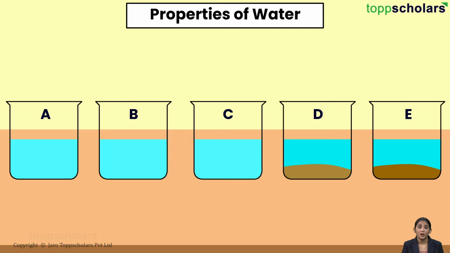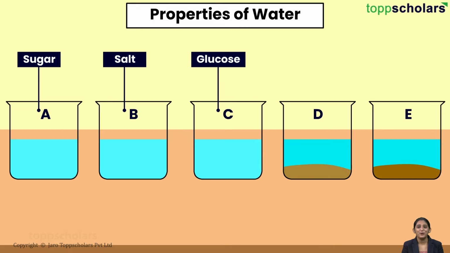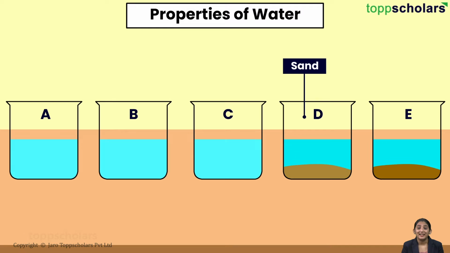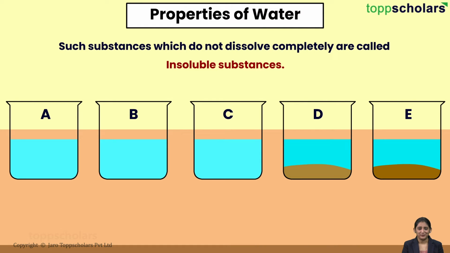What do you observe now? Which of the samples dissolve in water? Yes, sugar, salt and glucose. This means that they are soluble substances. Now, which are the samples that do not dissolve in water? Sand and sawdust. So, they are insoluble substances.